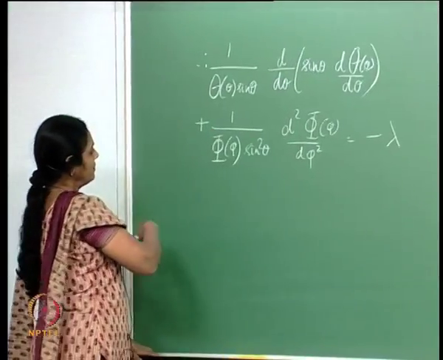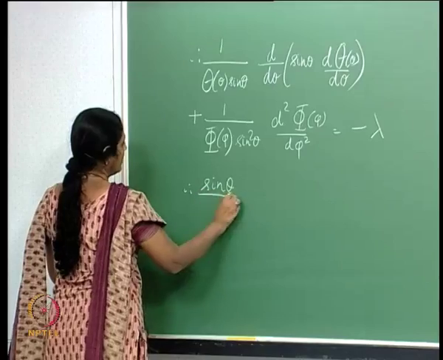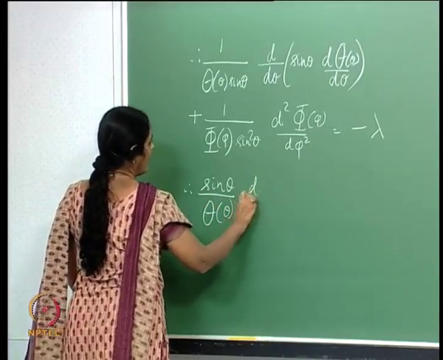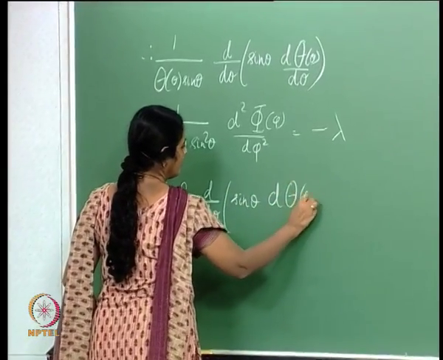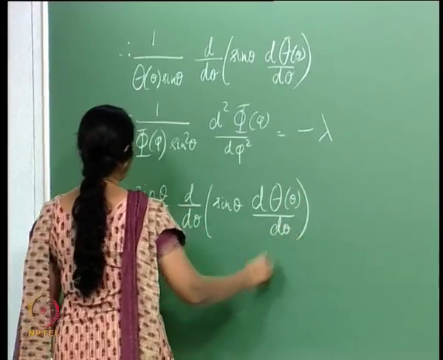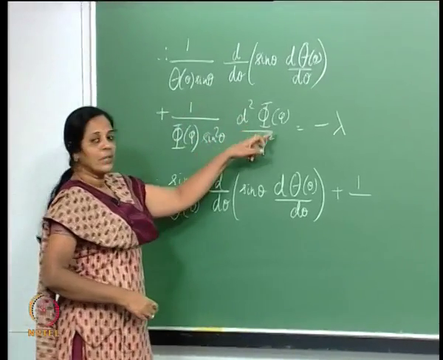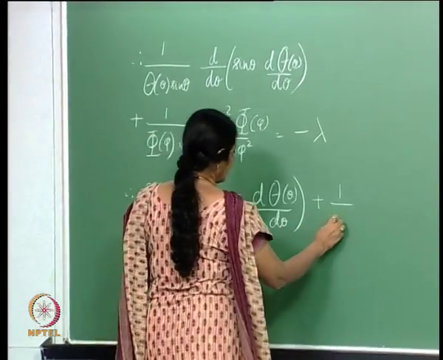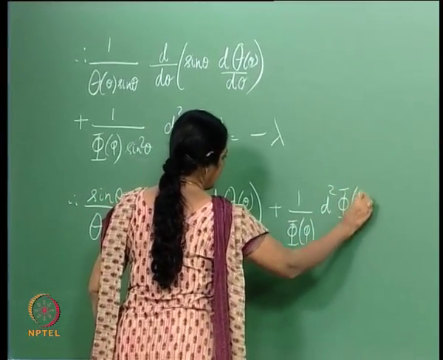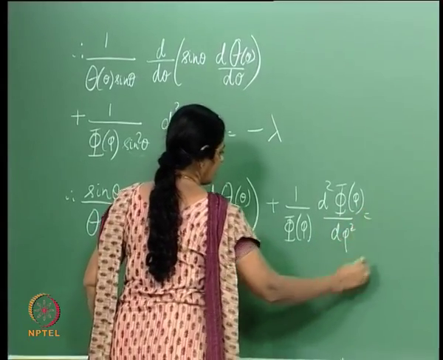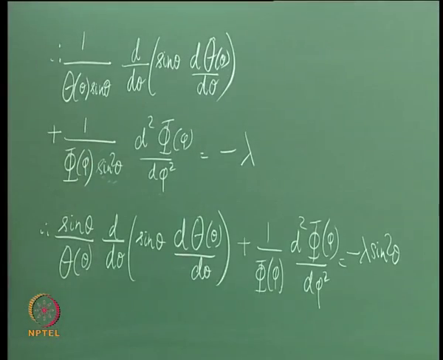I can make this better. Suppose I multiply by sine squared theta. I have the following equation. The sine squared theta disappears from here, leaving behind only a phi dependence, minus lambda sine squared theta. That's what I have.